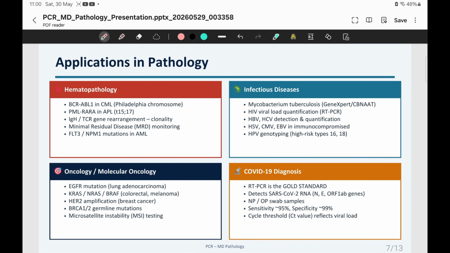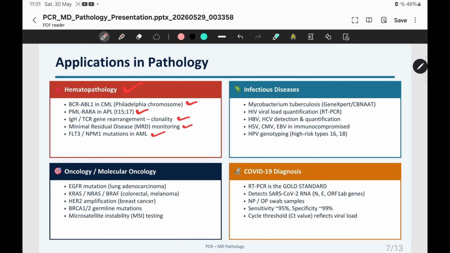Now the applications of PCR in pathology. In hematopathology, PCR is useful in detection of BCR-ABL1 fusion in CML, PML-RARA fusion in APML, acute promyelocytic leukemia, IGH-TCR gene rearrangement for clonality assessment, whether it is B cell or T cell, for detection of minimal residual disease monitoring, and in FLT3, NPM1 mutation in AML.